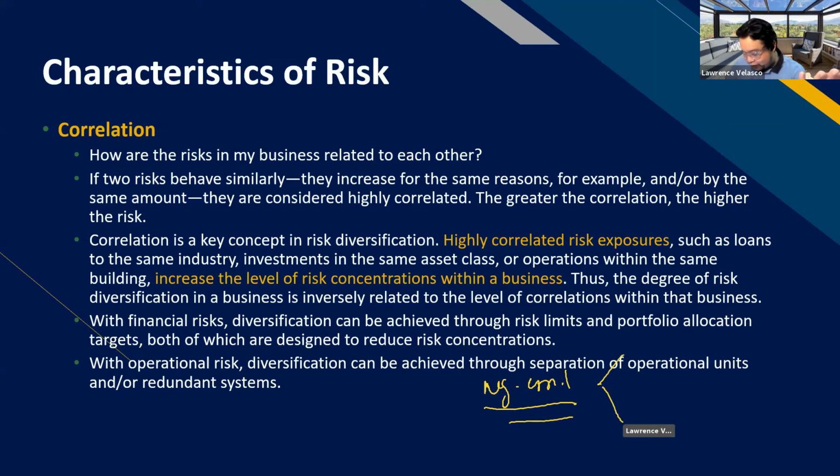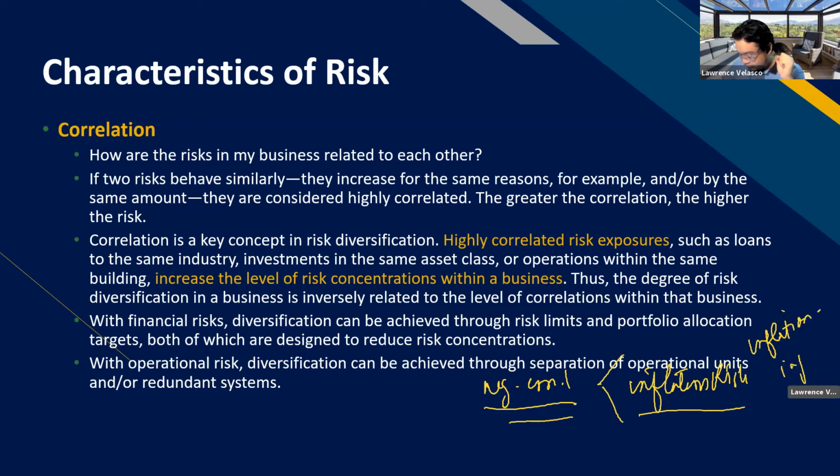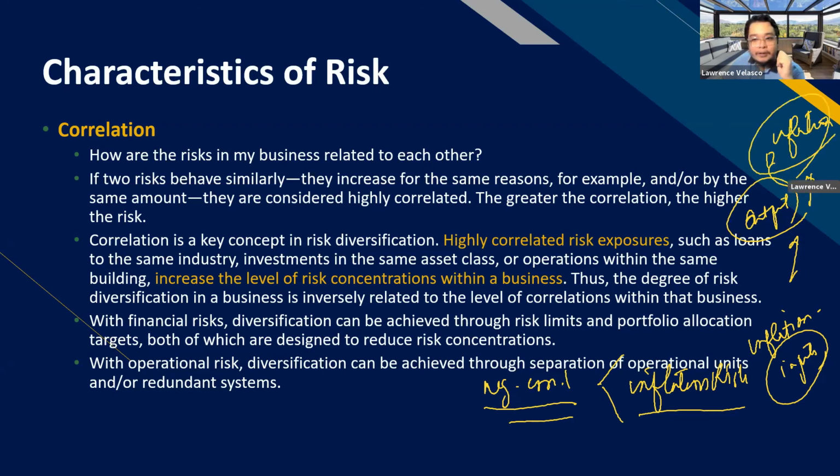What I can think about now is inflation risk. Technically, inflation risk can fully offset each other, right? Why? If you have inflation in your inputs, in your raw materials, technically you can pass that on to your output. Raise your output prices equal to the inflation in your inputs, right?